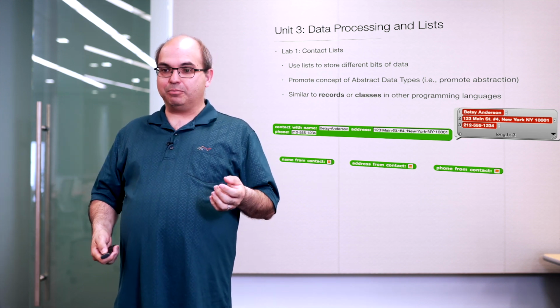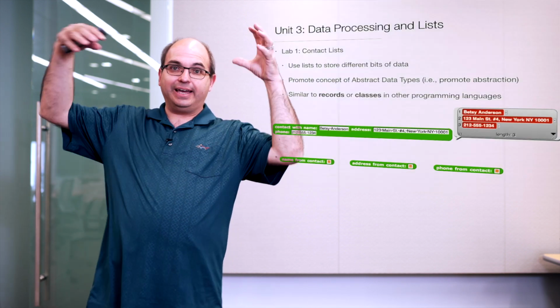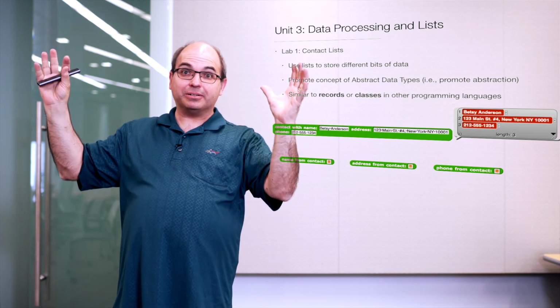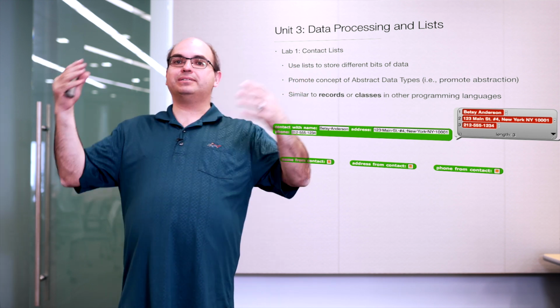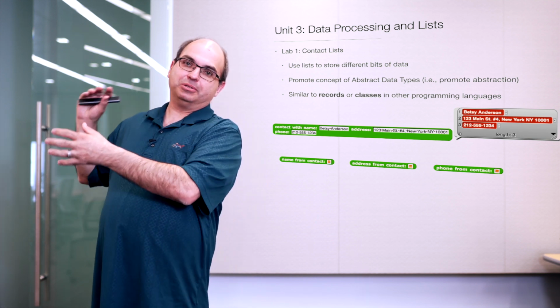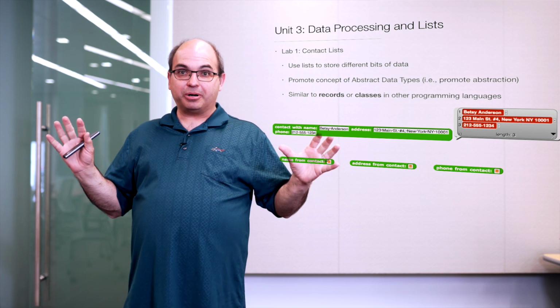Now with the abstract data type, you're also going to have these guys. These are three little blocks that take one of those records. They're just lists, but let's call them records. And you ask, what is the name that's stored in this record? What is the address stored in this record? What is the phone number stored in this record? Again, that is a direct connection to object-oriented programming.